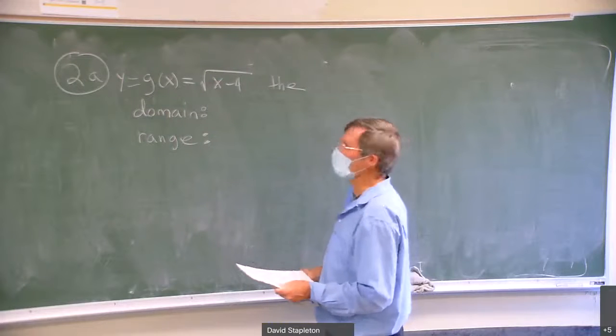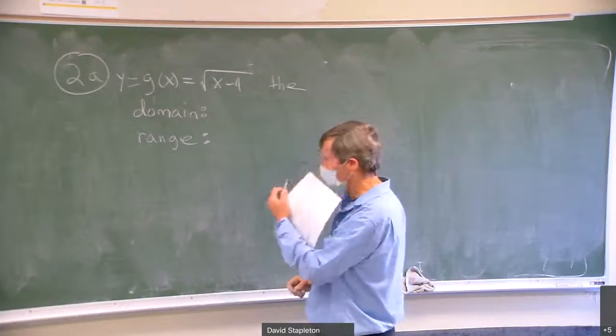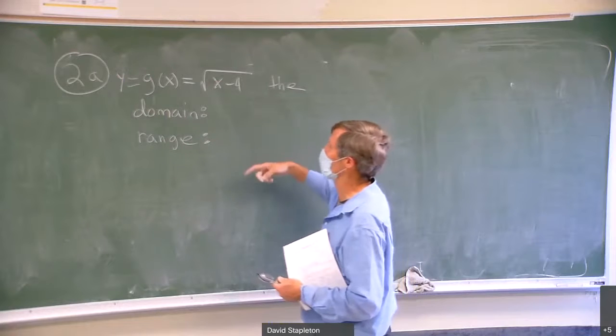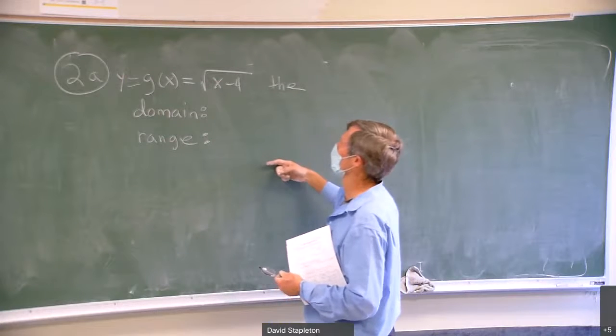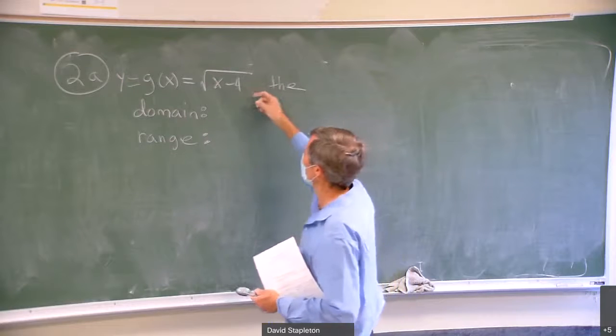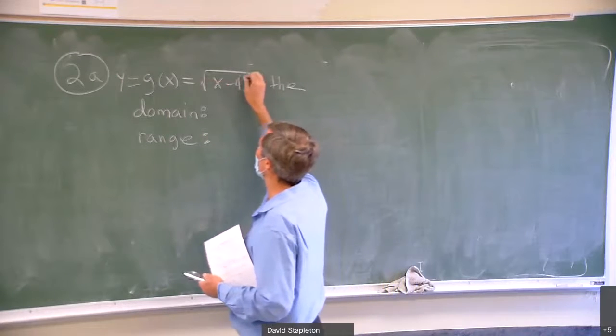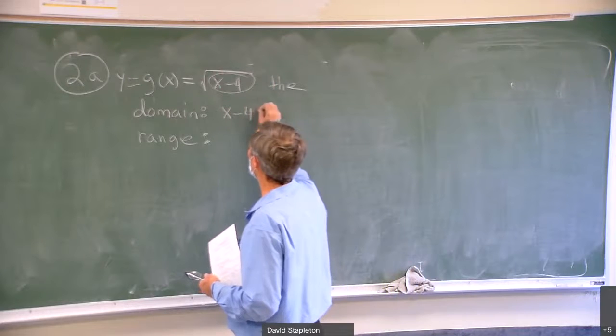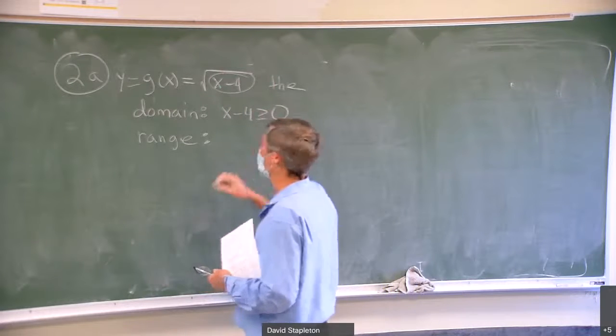What's the domain? The natural domain of an algebraic expression is everywhere except where it causes a division by 0 or an even root of a negative, right? So when you look, oh, there's no divisions, we don't have to worry about that. But there is a second root, an even root of this. So the domain is simply x minus 4, not negative, right?